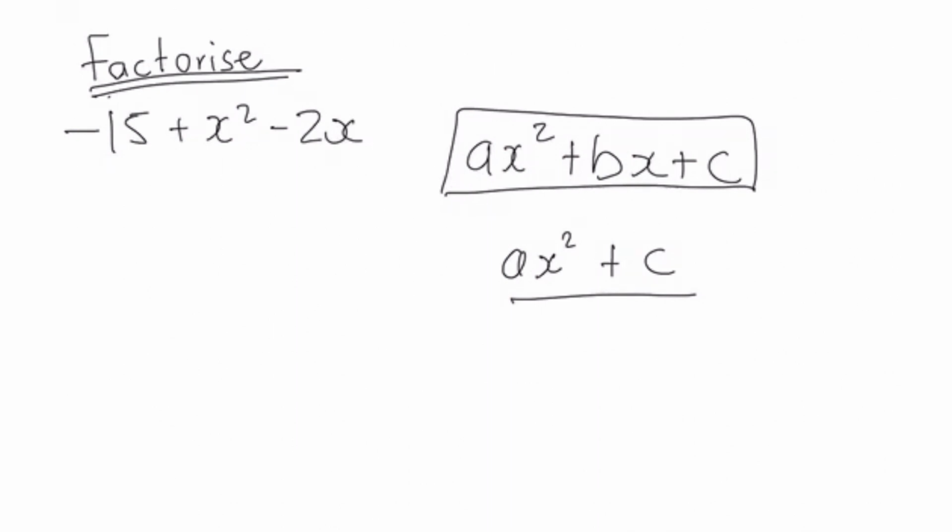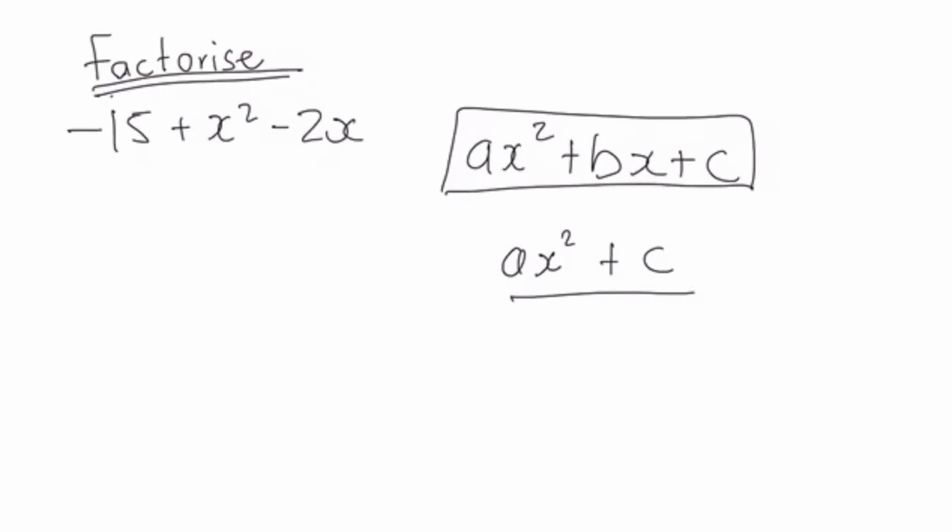But if it does not have the x squared, then it's not a quadratic. But there are some quadratic expressions that are hiding. You cannot see them until you simplify them so that they are in that form. Now, let's write the first one, number one. Number one says minus 15 plus x squared minus 2x.